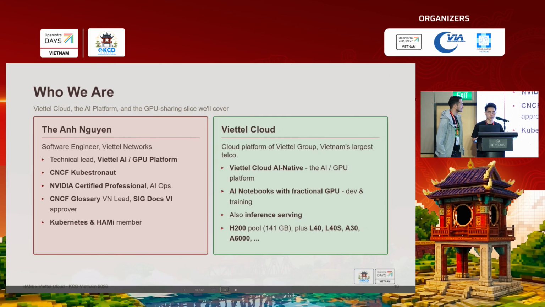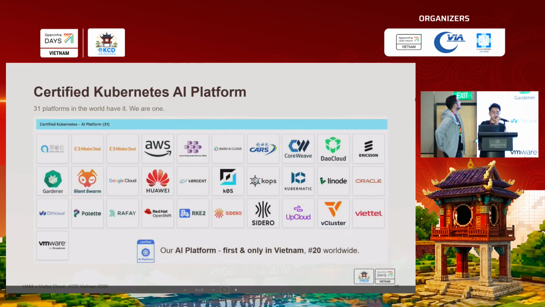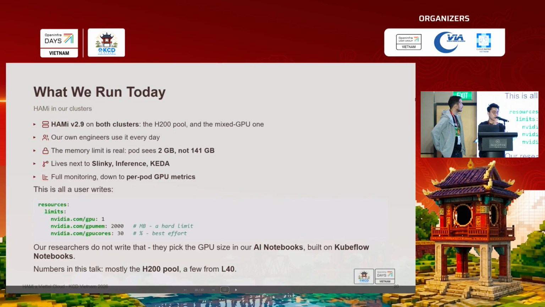We currently have 2 pools: H200 with 141 gigabyte VRAM, plus L40, L40S, etc. We have the platform certified as a Kubernetes AI platform, and we are the first and only one in Vietnam to have it, the 20th worldwide. What we run today is the latest HAMi version 2.9 in both clusters, the H200 pool and the mixed GPU one, and every engineer uses it every day.